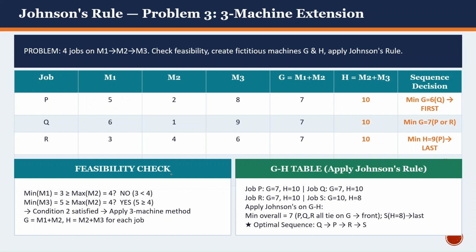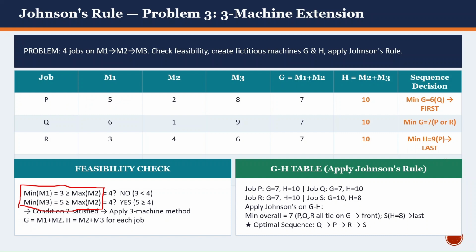So this we discussed for n jobs 2 machines. Now we'll be discussing n jobs 3 machines. For this there is some feasibility required. What is this feasibility? We have to check these two feasibilities: whether the minimum of M1 is greater than or equal to the maximum of M2, or the minimum of M3 is greater than or equal to the maximum of M2.